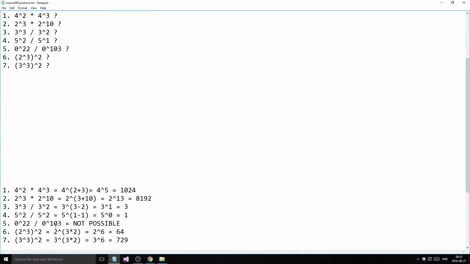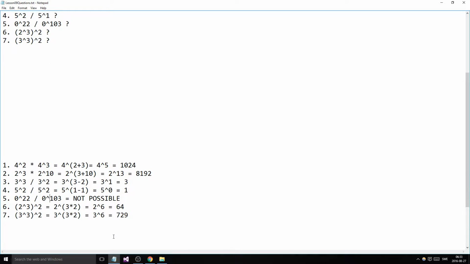So remember this rule. And here we have something that is not possible. If you have a 0 in the divisor, it is impossible. You cannot do this. So 0 to the power of 103 is obviously 0 because you're multiplying a bunch of zeros together. So that is not possible.